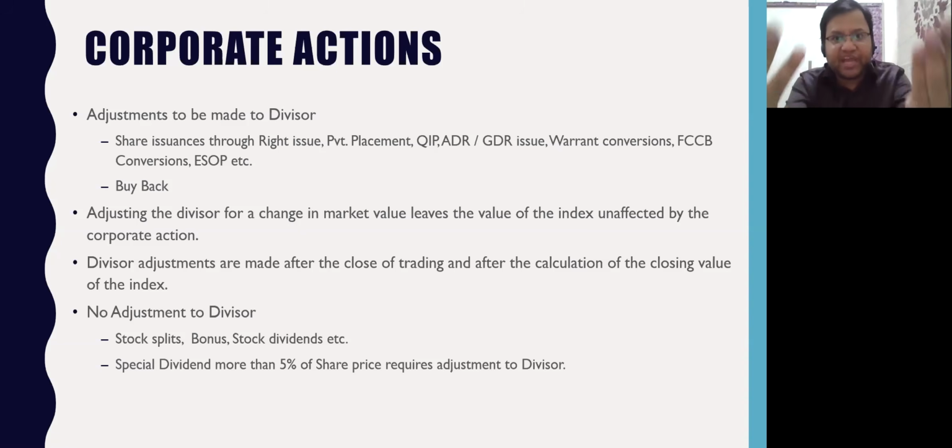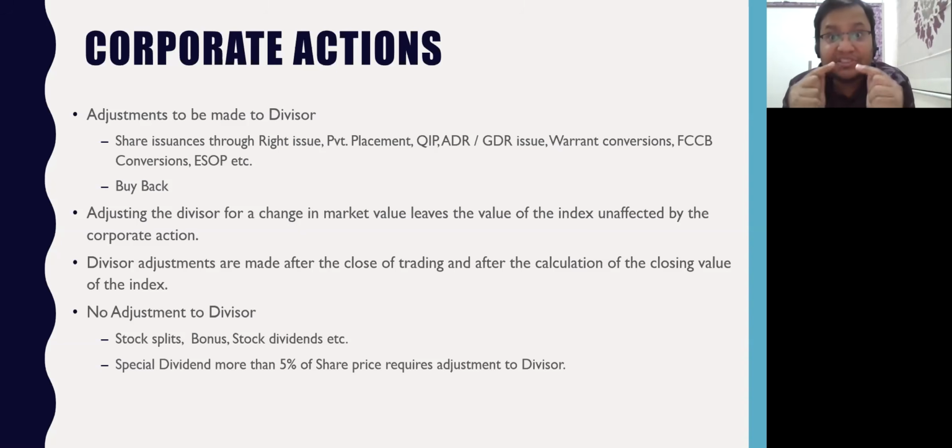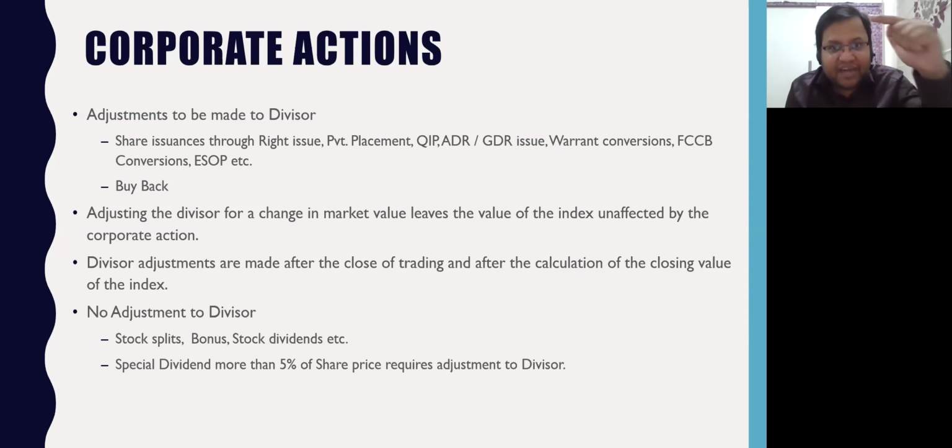If a company issues shares tomorrow, the index will go up. The index should not go up because of the issue of shares. The index should go up because of the change in price. Good point: the index should go up because of change in price, not because of change in number of shares. So that's why we need adjustment to the numerator and denominator. More importantly, the denominator adjustment is reflected in the numerator too. So adjusting the denominator for a change in the market value leaves the value of the index unaffected by such corporate actions.